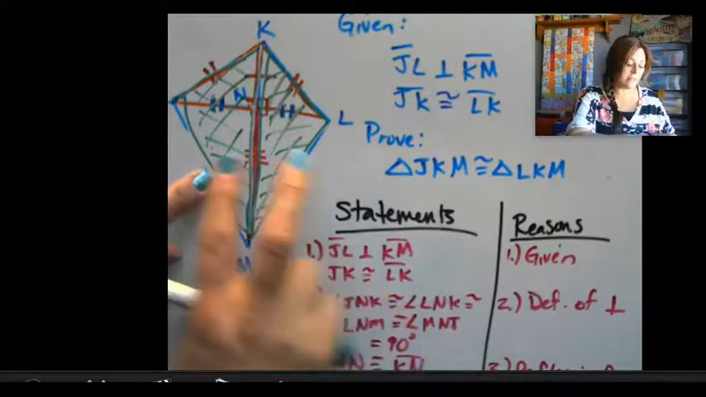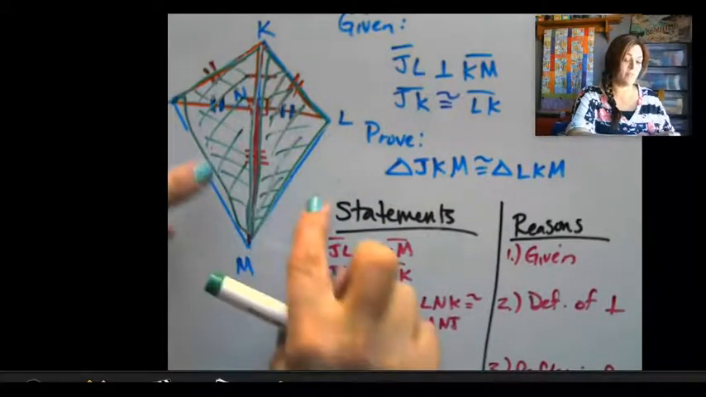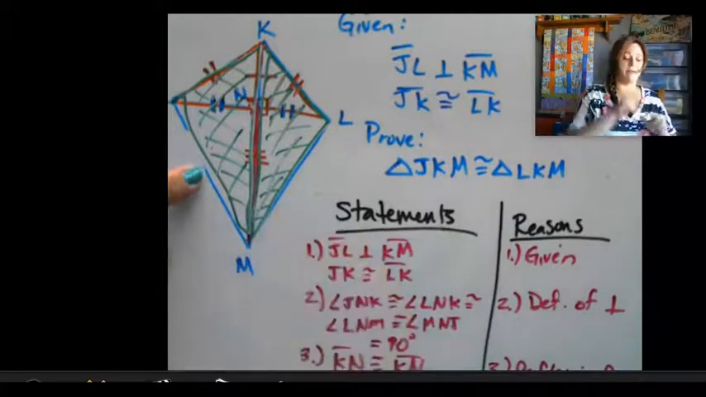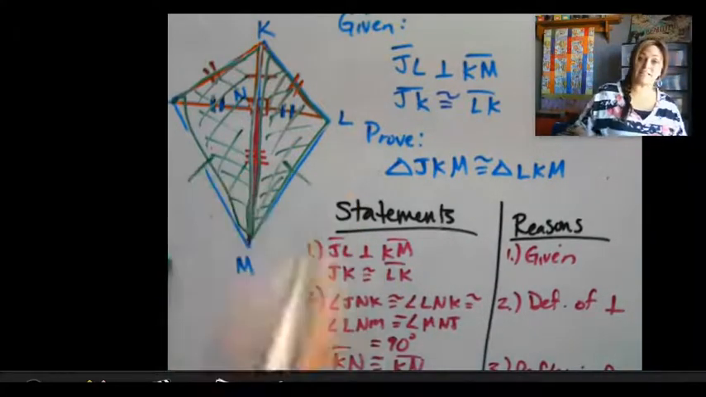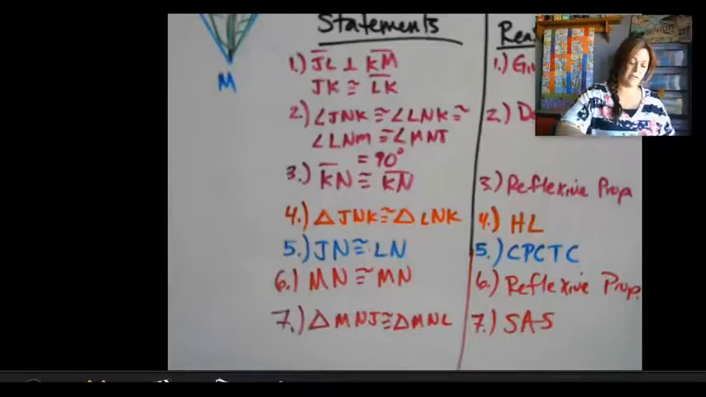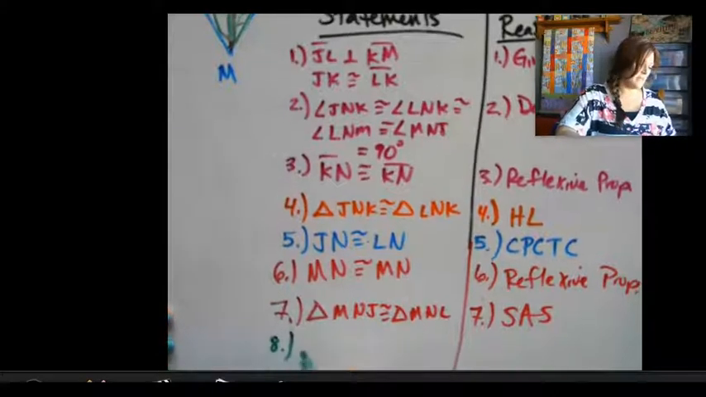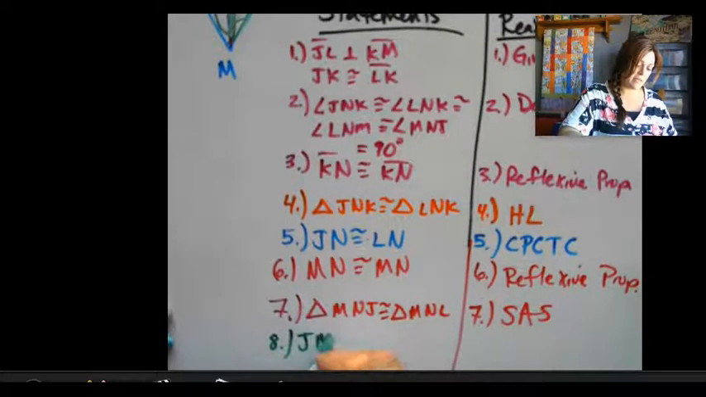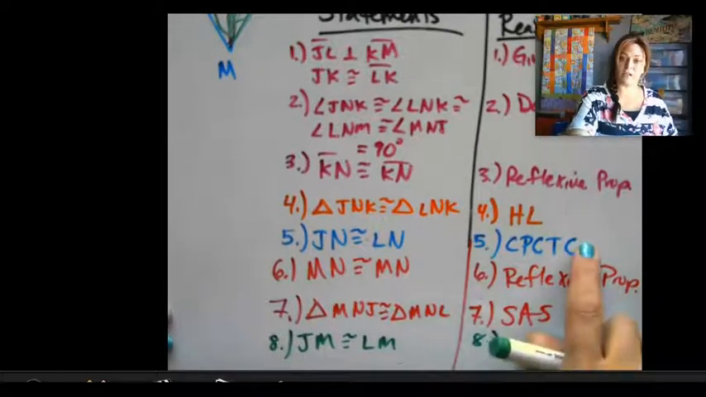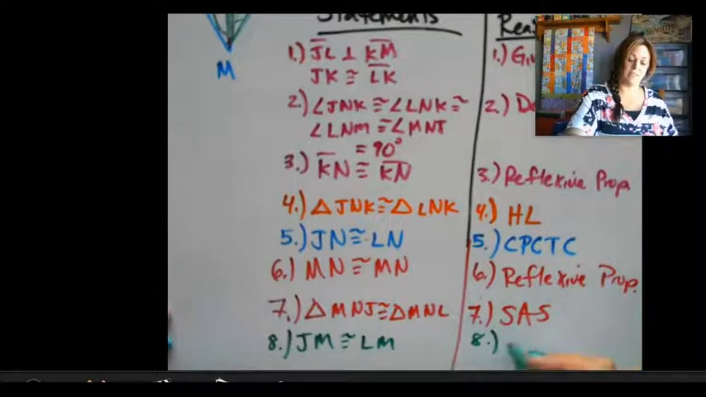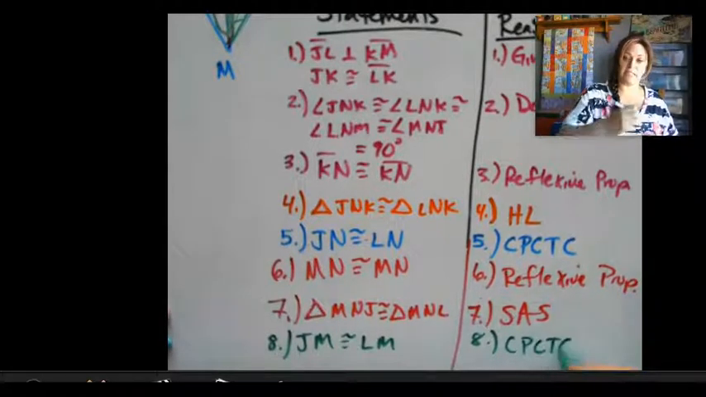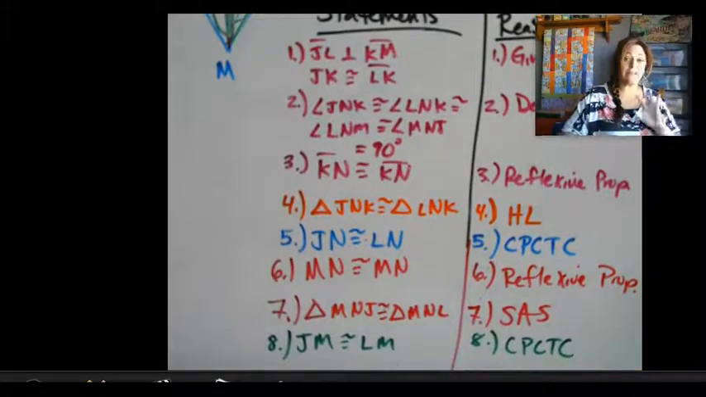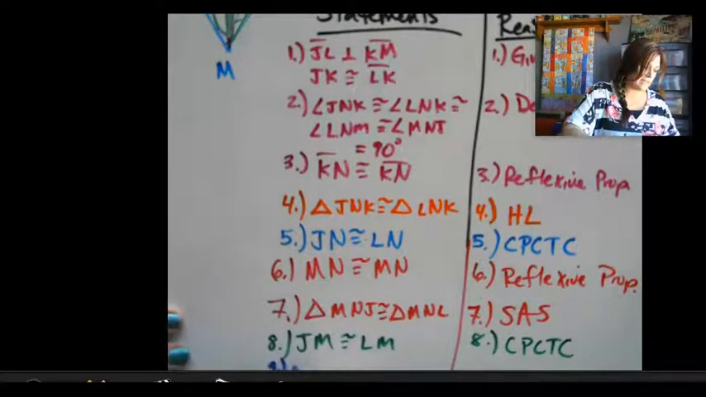But we already proved that these triangles are congruent. Therefore, these sides are congruent. So I'm going to mark them. But I need to state why. So I go down here and say step 8. See how long this is? JM is congruent to LM. Once the triangles are congruent, the parts are congruent, CPCTC. And then just to be careful, and I'm not sure about your teacher, I'm going to put step 9 as KM is congruent to KM.